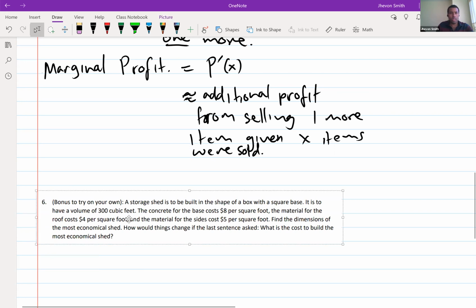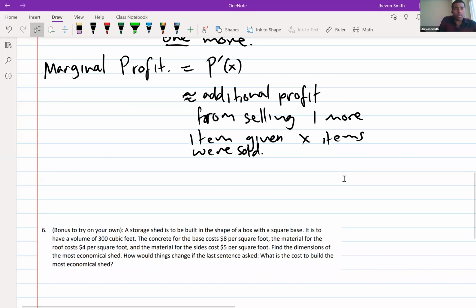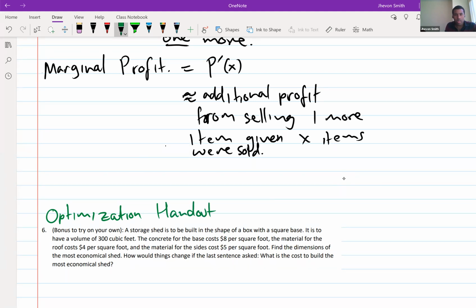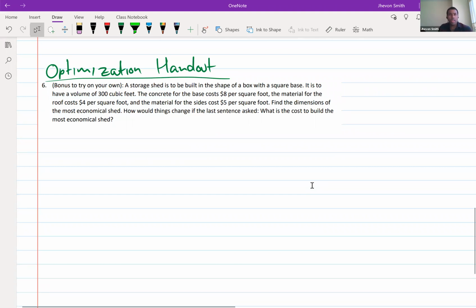Okay, so that problem is from the optimization handout. Let's actually work through this one. A storage shed is to be built in the shape of a box with a square base. It's to have a volume of 300 cubic feet. The concrete base costs this much, the material for the roof costs this much, and the material for the sides costs this much per square foot. So the cost is being assessed per area. Find the dimensions of the most economical shed. That last sentence is just optional; it might come instead of me asking the other thing. Let's answer the question as if it ended right here.